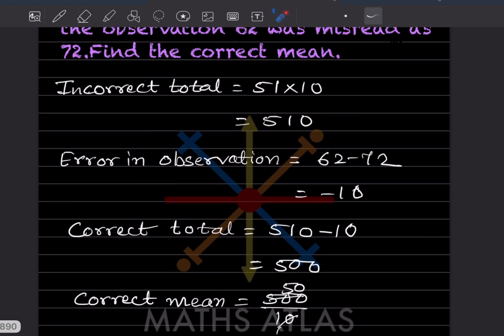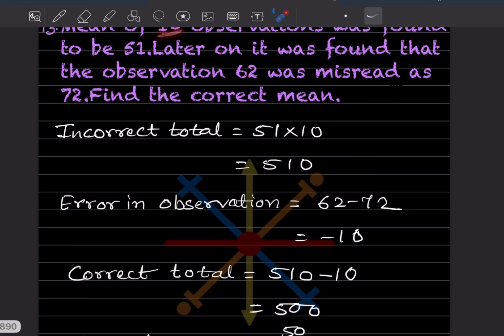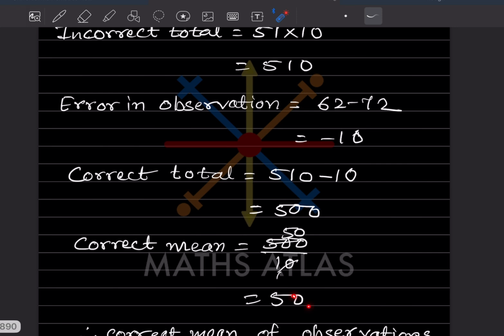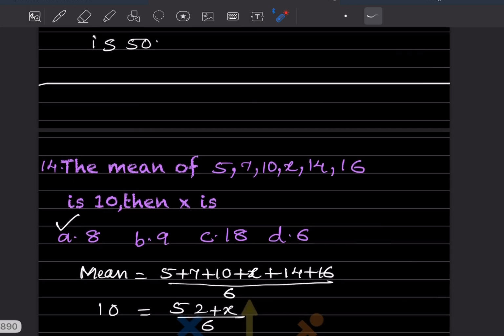So what will be the correct mean? They want the correct mean. That will be 500 divided by the number of observations, that is 10. So this is going to be 50. When you simplify this, the correct mean of the observations is 50.